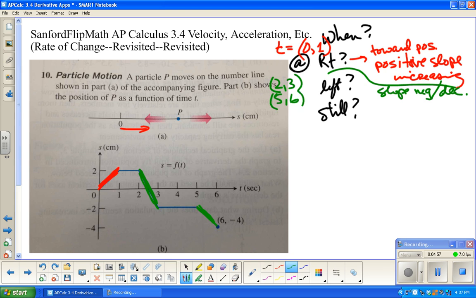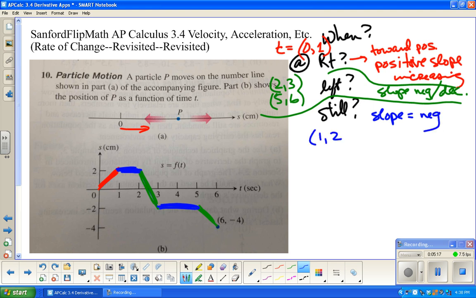Okay. And when is it standing still? Well, it's standing still when the position isn't changing. So those 2 times. Okay, so from 1 to 2. Sorry, let me stop here. It's still when the slope is negative. Okay, so that's happening between times 1 and 2, and also between times 3 and 5.